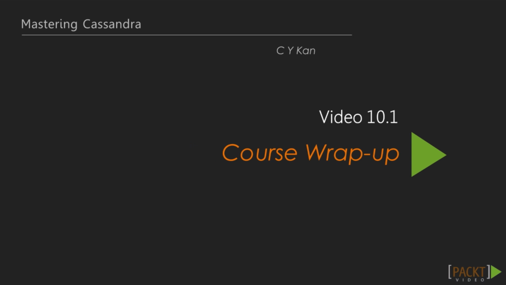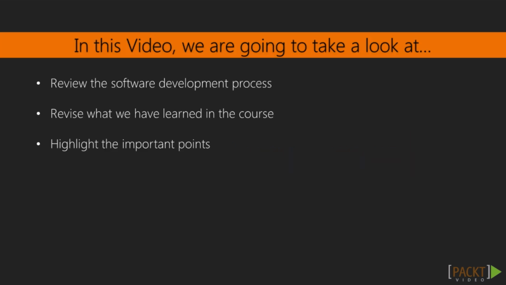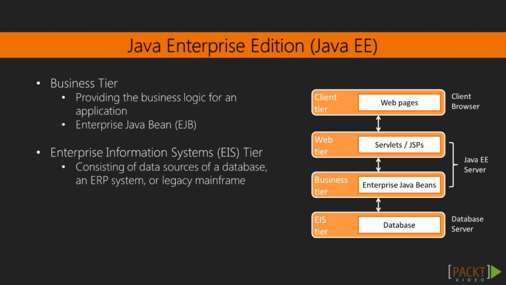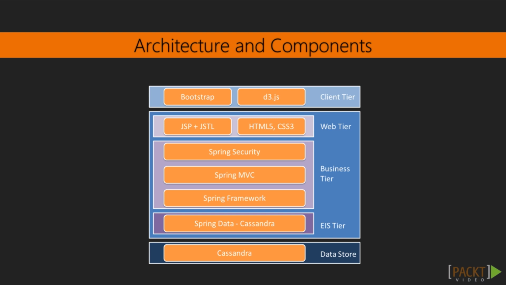In this video, we'll review the software development process that's been used to design and build Cassandra WebTrader. We'll then revisit what we've learned and highlight the important points. We started our journey at the introduction of the modern Java web application development technologies. We followed the contemporary multi-tiered application architecture to select the components for each of the tiers to design our example application, Cassandra WebTrader. We used Cassandra as the data store sitting at the bottom of the architecture, and extensively adopted the Spring framework and its sub-projects to construct the business tier.